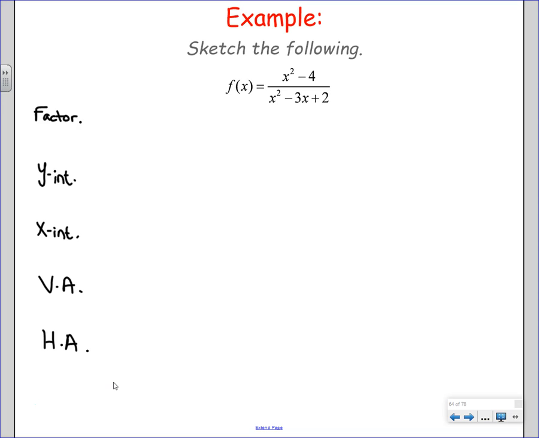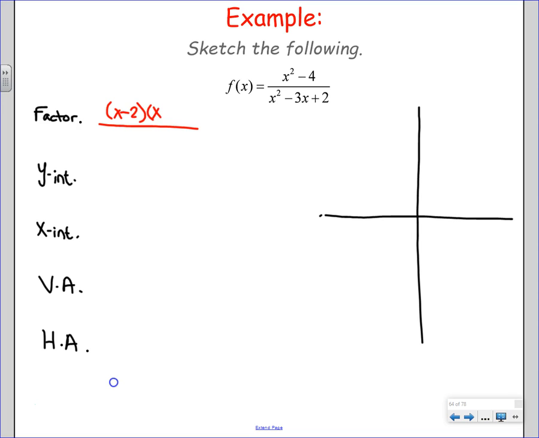You guys are getting down your function. Hopefully, first thing you're thinking is, how does this factor? Getting my sketch ready. Has anybody gotten the difference of squares on top? Good. x minus 2 times x plus 2, or x plus 2 times x minus 2.